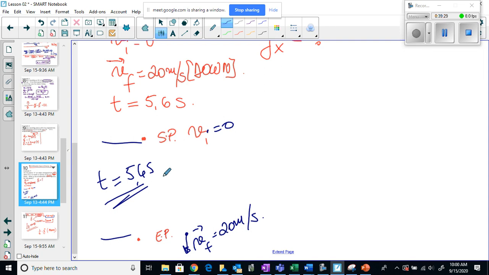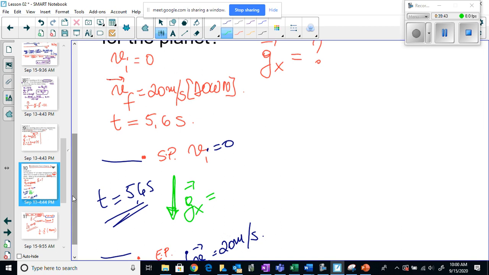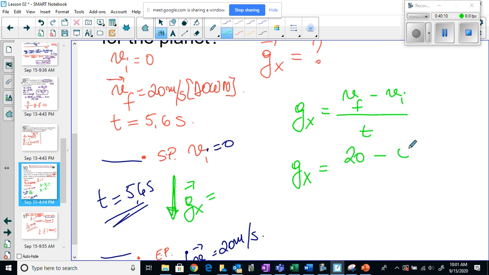Since everything is going down, because even the acceleration due to gravity of any planet is going down, you can ignore the sign or you can keep it, whatever you prefer. So the acceleration due to gravity of this planet is calculated using the same formula as the acceleration. It will be v final minus v initial over time. The acceleration at planet X will be 20 minus 0 over 5.6. And the units are correct because they are all meters per second and seconds.